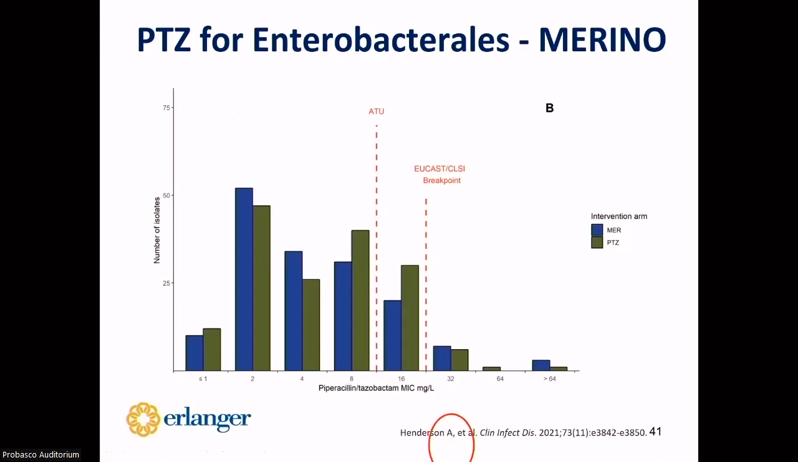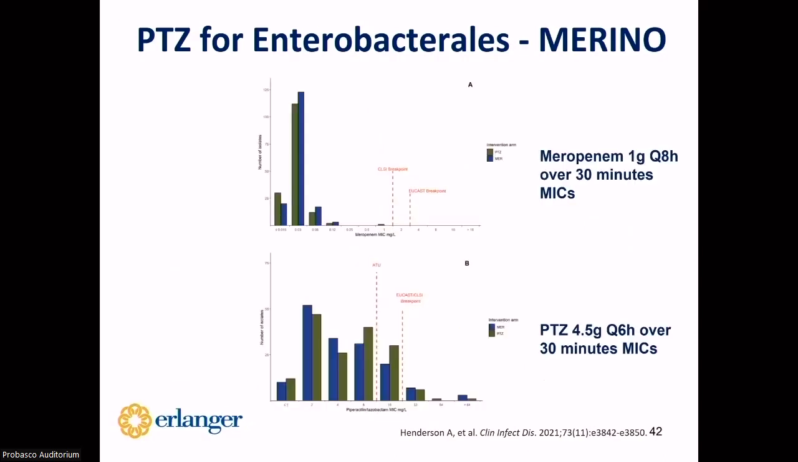And what they found was there was a considerable amount of patients at an MIC of 16 or even above in this cohort. And when we compare them side to side with the meropenem cohort, we can see that we're really much more flirting with disaster in the pip/tazo group as opposed to the meropenem group. So it makes more sense why there were slightly worse outcomes in the pip/tazo group.